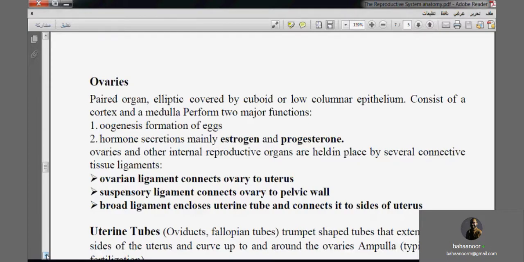Three ligaments. The ovarian ligaments connect the ovary to the uterus. The suspensory ligament connects the ovary to the pelvic wall. And the broad ligament encloses the uterine tube and connects it to the side of the uterus.